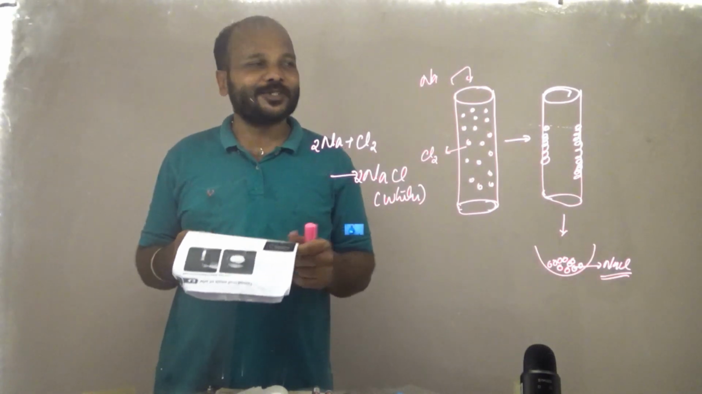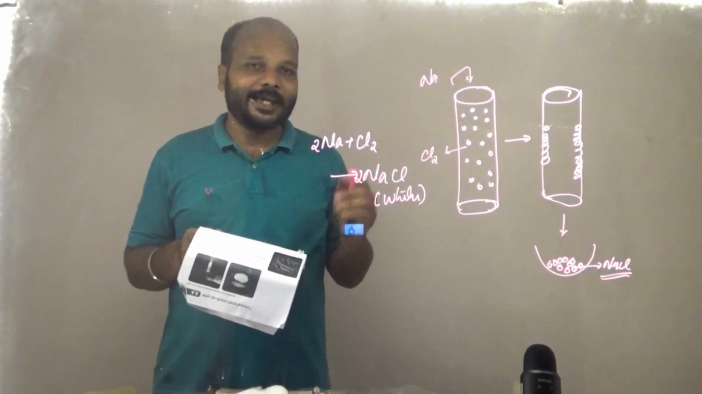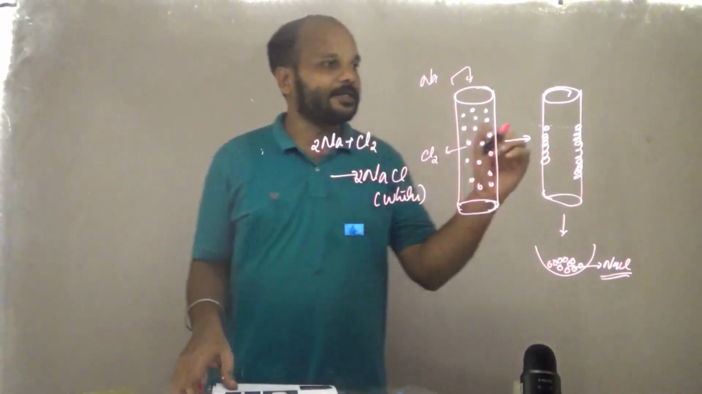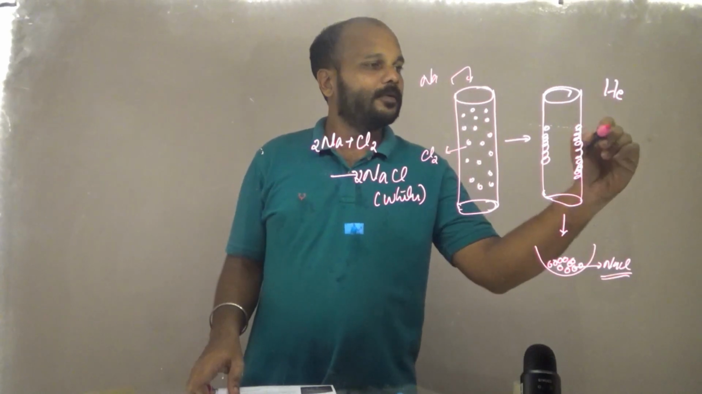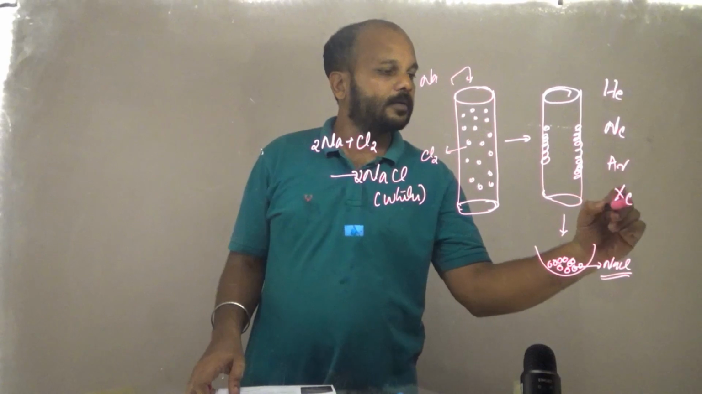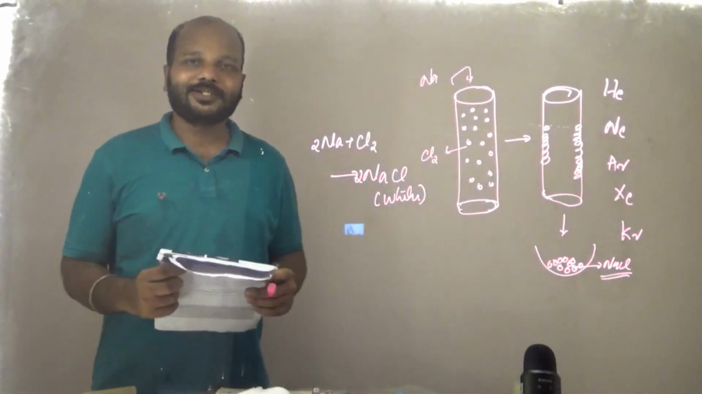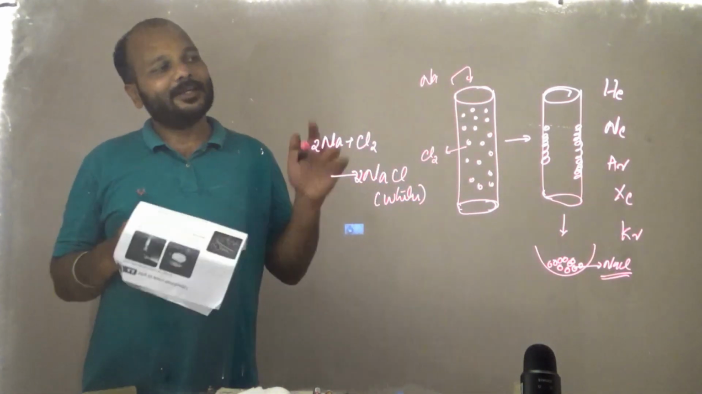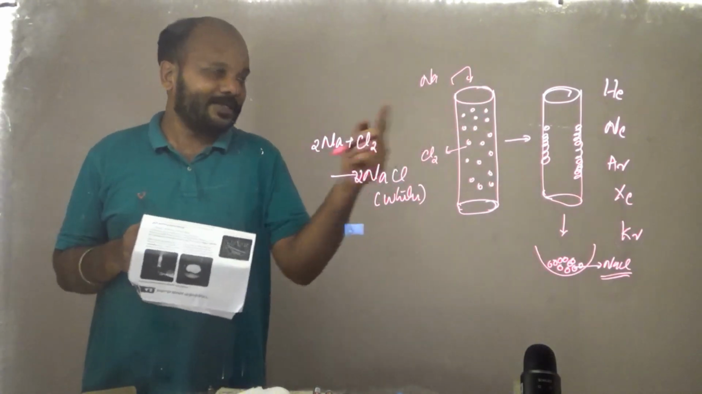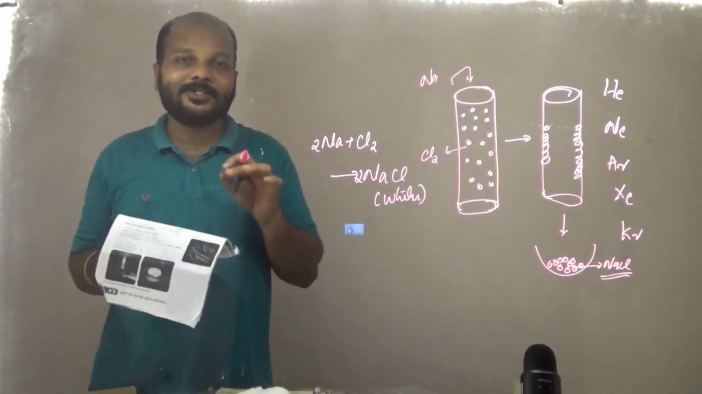We can answer this question by looking into zeroth group elements. See, zeroth group elements: helium, neon, argon, xenon, krypton. These are the zeroth group elements. These elements don't react with each other. Now why, when all other elements are reacting, why do these elements alone not react with each other, why do they not want to react?